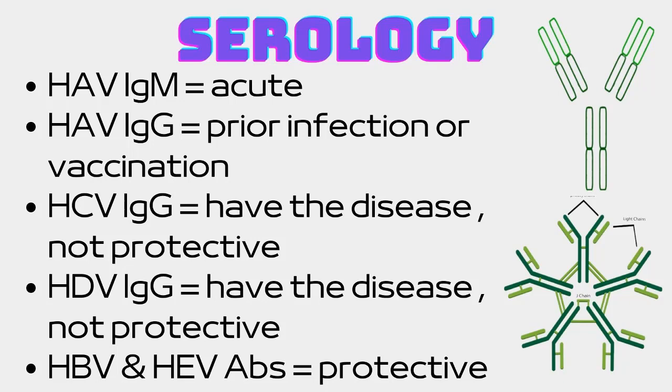And same thing applies to hepatitis D. There's no known protective antibodies. So if you're anti-HDV IgG positive, you have active hepatitis D. The only protective antibodies are those for HAV, HBV, that surface antibody, and hepatitis E. Those are the only ones that are protective.